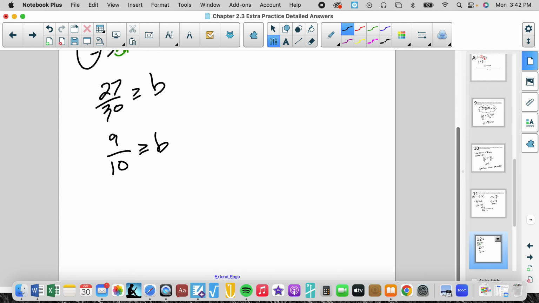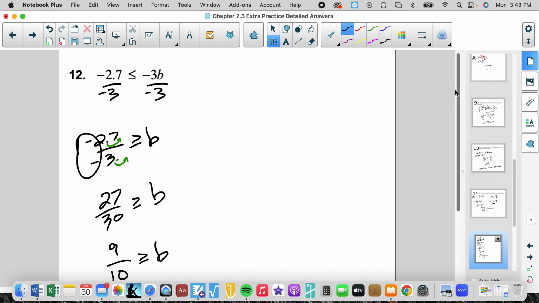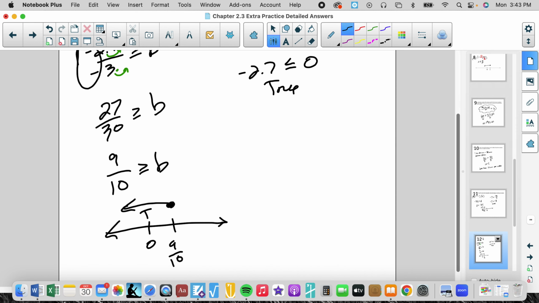So if we want to look at those solutions, that's 9/10, and it is a closed circle going to the left, so I can pick solutions. We can plug in 0. Does negative 2.7 less than or equal to negative 3 times 0? Negative 2.7 less than 0? Yes, it is. That's true. So we know that is true, which makes sense because these are all the true values of the shaded ones. If I plug in 9/10, I should get true. If I plug in 1, I should get false.